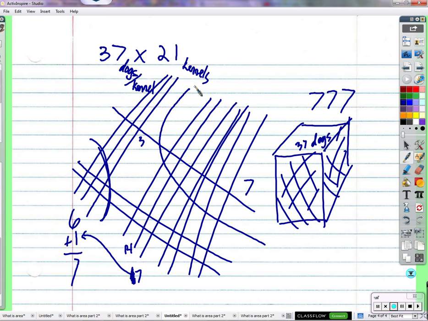But still, 37 dogs per kennel still doesn't quite explain this algorithm that we use. I'm going to show you how many dogs.